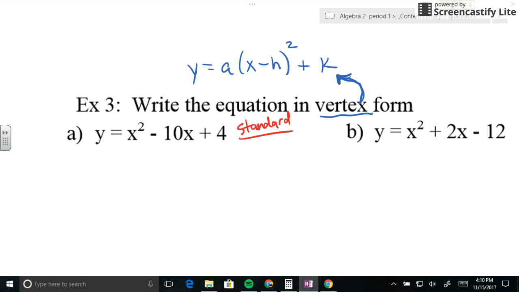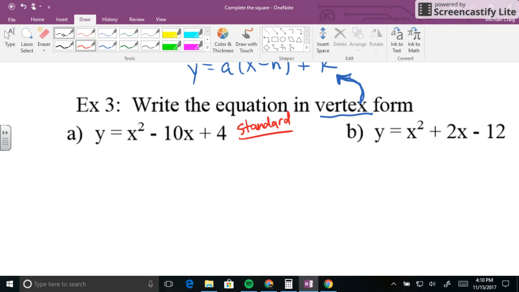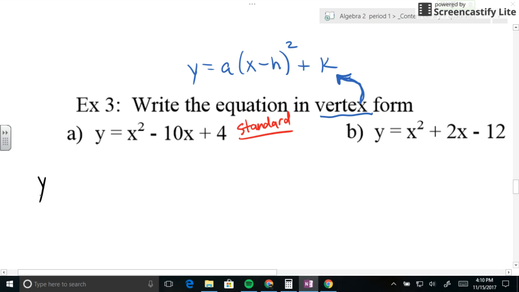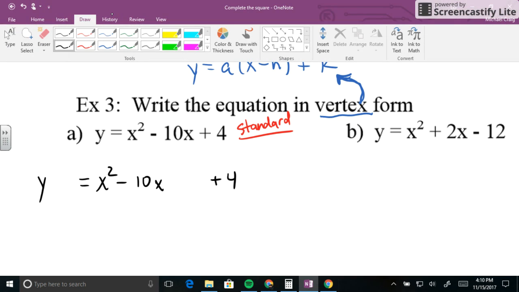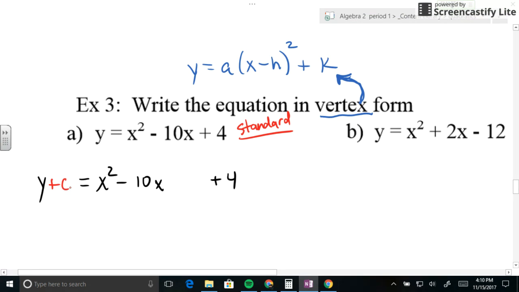Y equals a times the quantity of x minus h squared plus k. In order to do that, I am going to use complete the square. So I'm going to write down y equals x squared minus 10x plus 4. And in order to complete the square, I got to add a c value to both sides. That's the same thing. Add c to both sides.